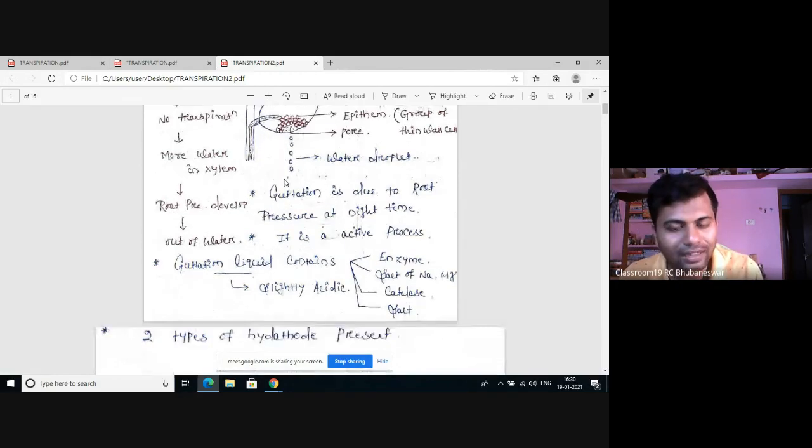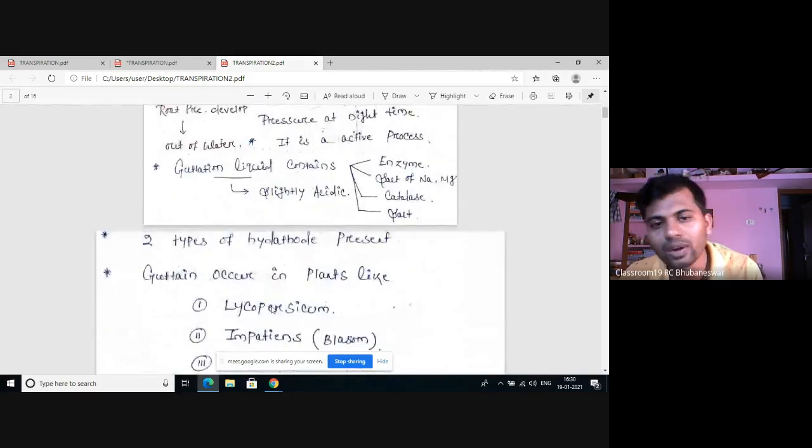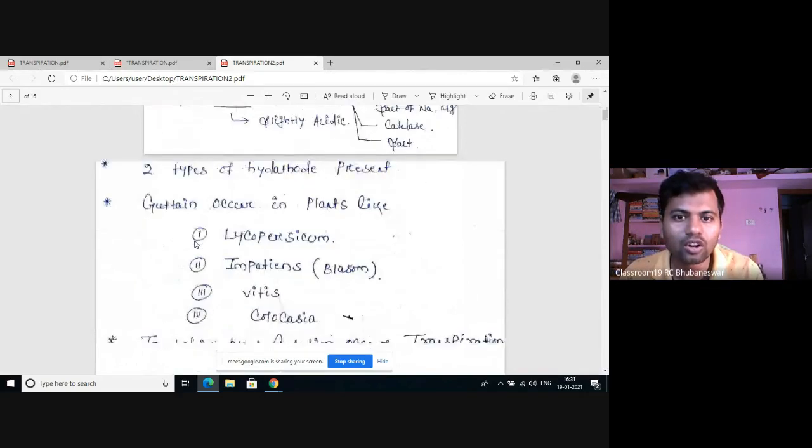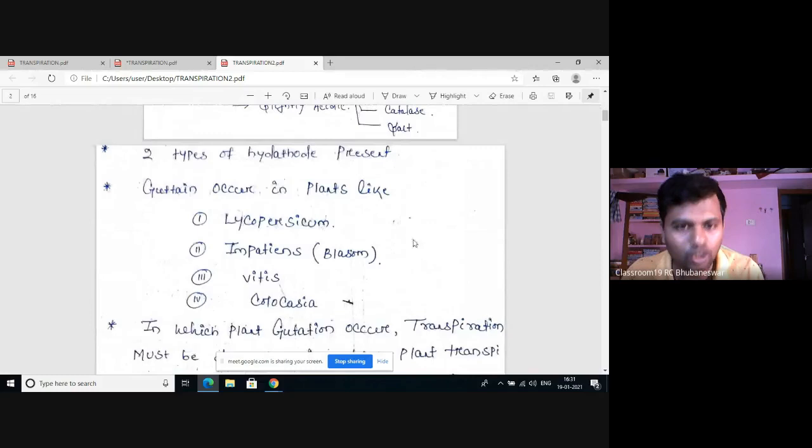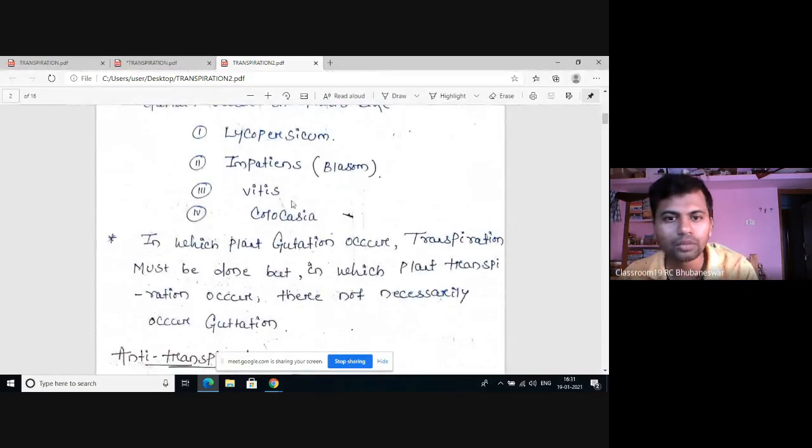There are two types of hydathodes present. One is the epithem hydathode, and the second one is the active hydathode. Then rotation occurs in plants like Lycopersicum tomato, impatiens, Bryophyllum plant, Vitis, Colocasia. Okay, these are the examples of the rotation.